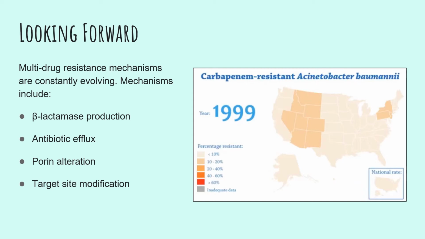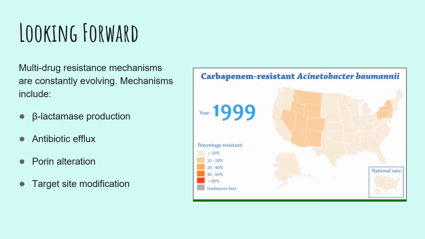While in this case the treatment plan was simplified due to clearly defined and shared sensitivities between the organisms, this is not always the case. Both Acinetobacter baumannii and Pseudomonas aeruginosa have seen a considerable increase in the development of multi-drug resistance, with both organisms developing mechanisms such as beta-lactamase production, antibiotic efflux, porin alteration, and target site modification.